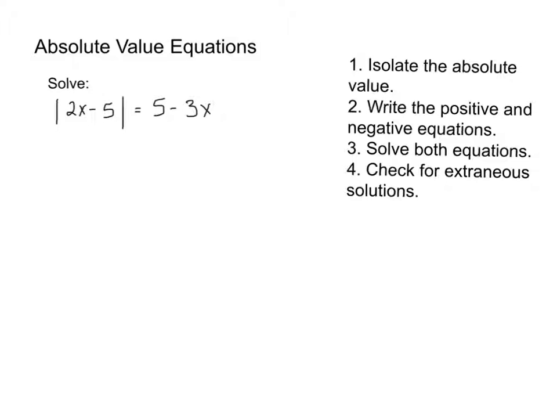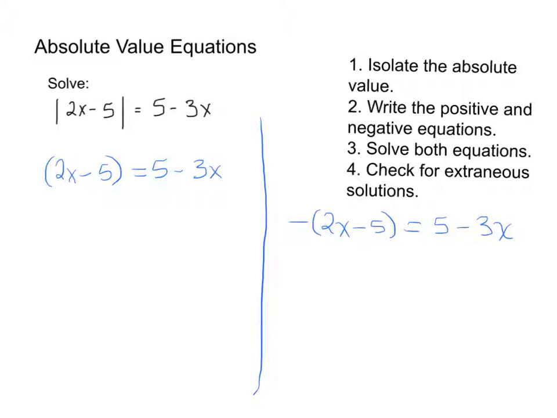So I'm going to take that equation and just change the absolute value sign to brackets. And I don't even really need the brackets there. But there's the positive equation. And then the negative, I'll do the same thing, but put a negative in front of the brackets. So those are the two equations that I'm going to need to solve.